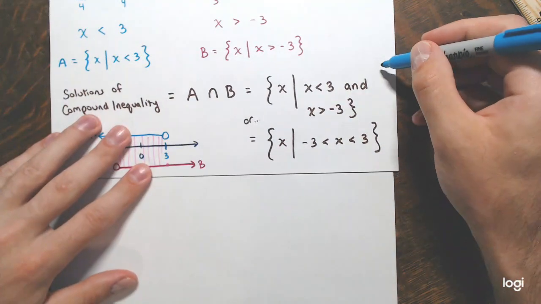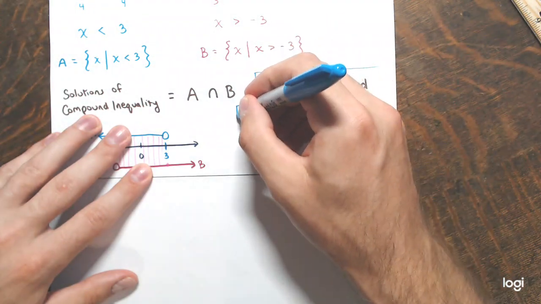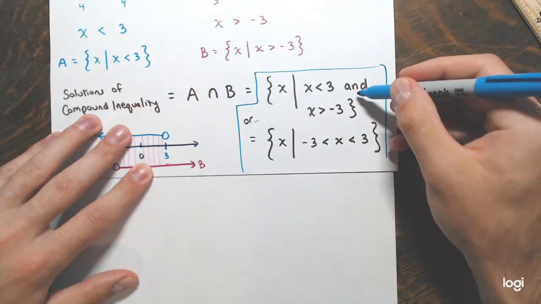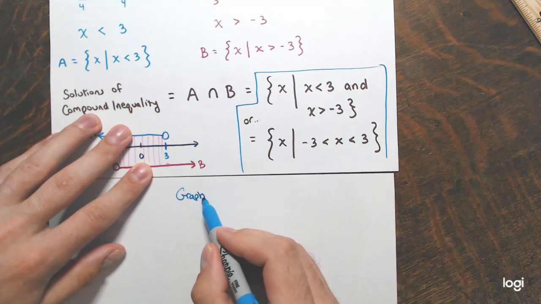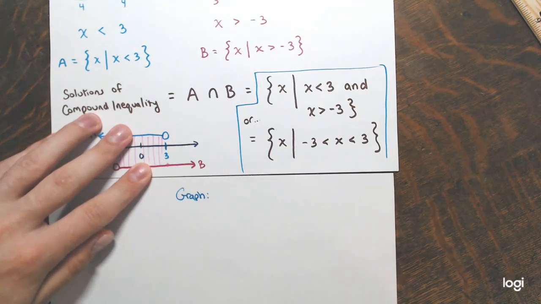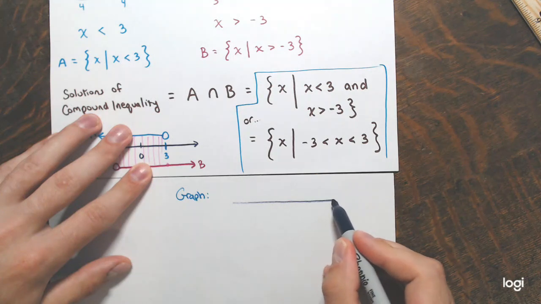All right, so there's one part of our solution. I'll put in a box. You could do either or, either this or this. Here's the graph of our solutions. All right, so again, I have the real number line.